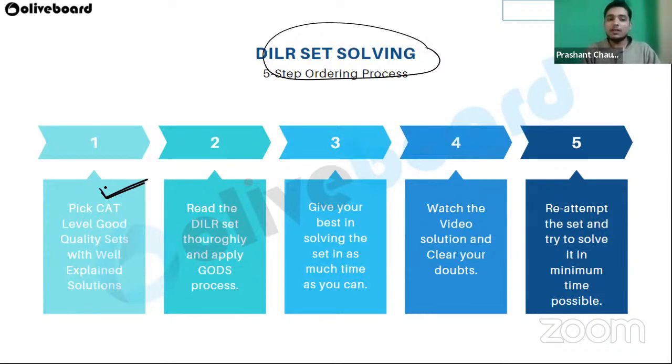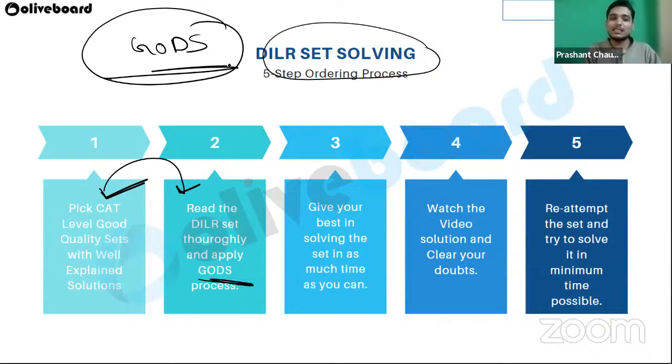Now, after picking some CAT level good quality sets, move on to second. That means just read the DILR set thoroughly. If you miss one piece of information, it will be nearly impossible to solve the whole set, okay? And then apply this God's process. Now, many of you might be wondering what is this God's process? I have never met God in my life. Then what is this process? I will tell later in this video.